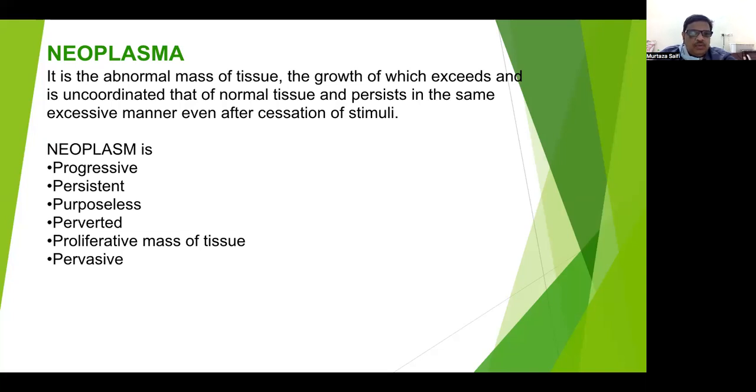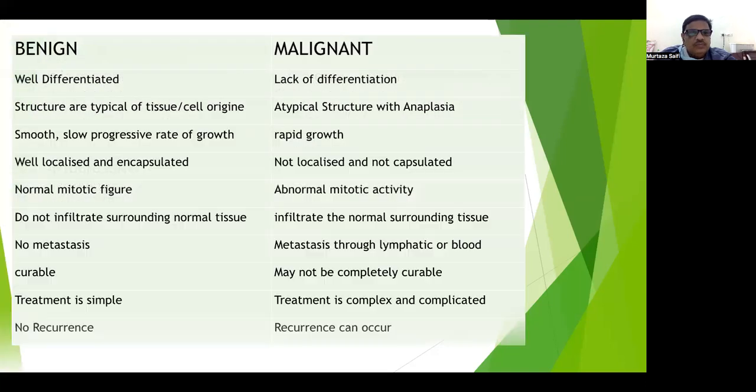Neoplasm is a progressive, persistent, purposeless, perverted, proliferative mass of tissue and pervasive. So it is a progressive growth, it is persistent and purposeless, and this is perverted. It is a proliferative mass of tissue. It can be malignant, it can be benign. There is a difference between benign and malignant.